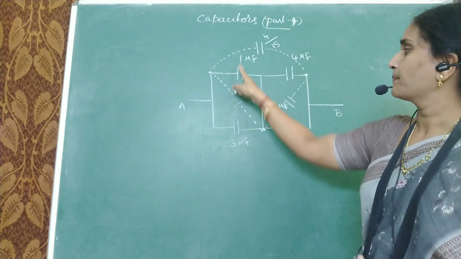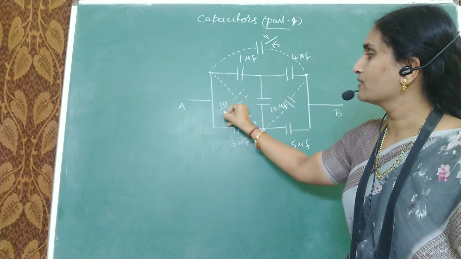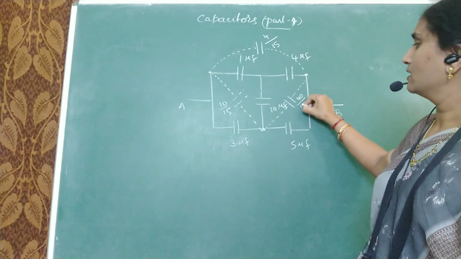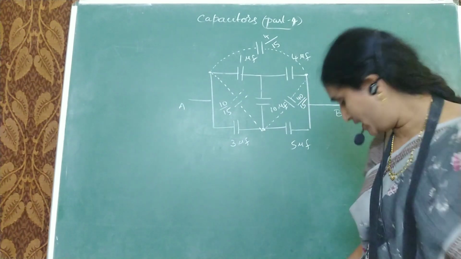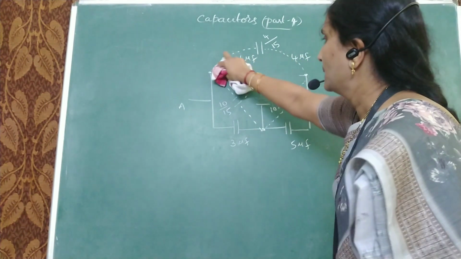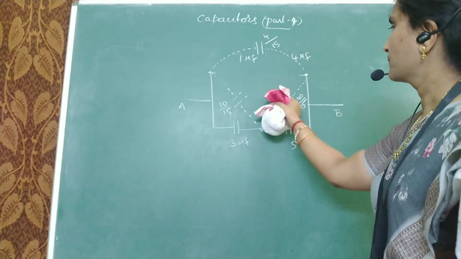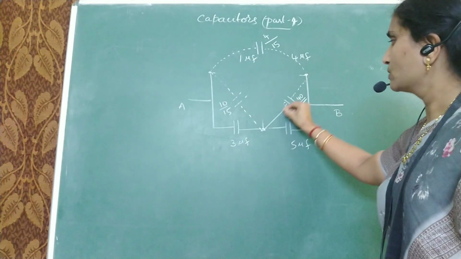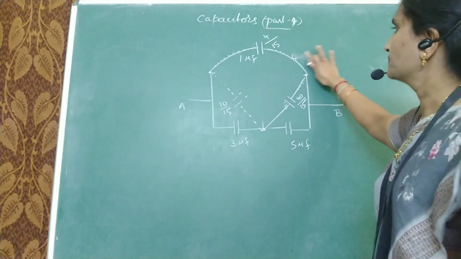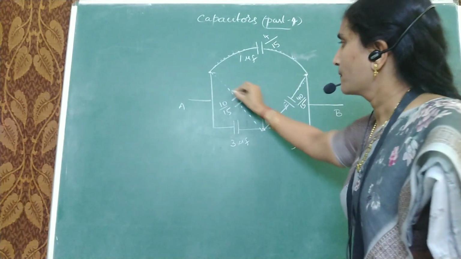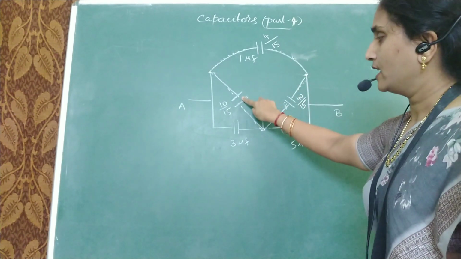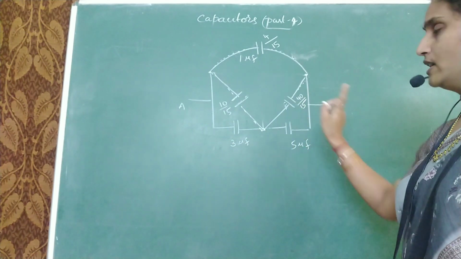Similarly, fill up this capacitor. 1 into 10, 10 by 15. This point, 10 into 4, 40 divided by 15. Now I will redraw the circuit. Now you can remove the central 3 capacitors with this delta. So I am removing them. Now this is how your circuit looks like. Now I will make them into continuous lines. Now look at this: 4 by 15, 10 by 15, 3, 5, 40 by 15.